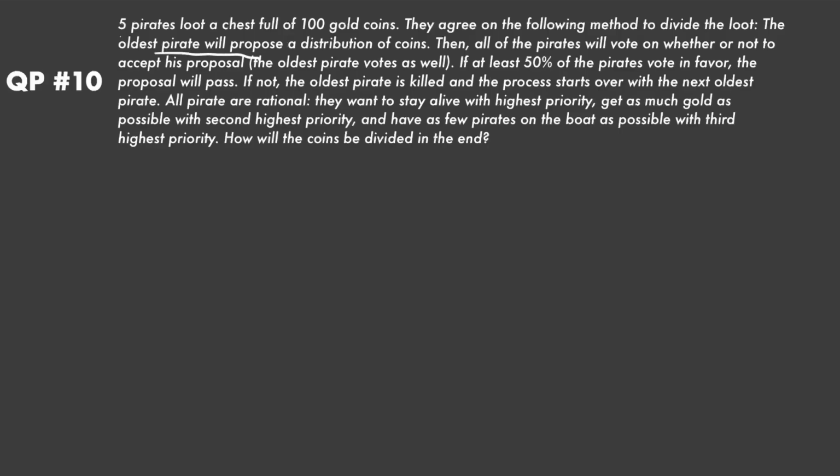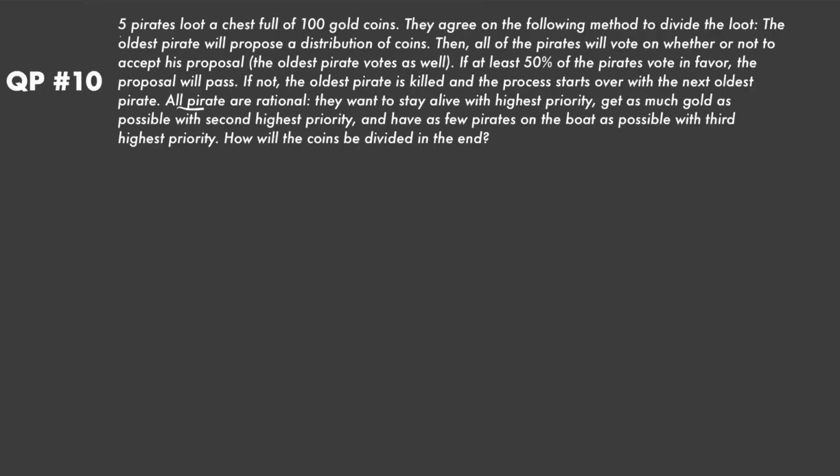The oldest pirate proposes a distribution, and then all of the other pirates will vote on whether or not to accept his proposal. And the oldest pirate, the one who proposed the distribution, is allowed to vote as well. So if at least 50% of the pirates vote in favor, the proposal will pass, and if not, the oldest pirate is killed and the process starts over with the next oldest pirate.